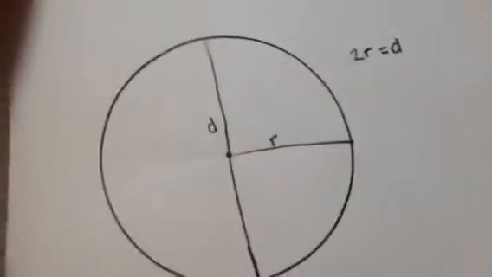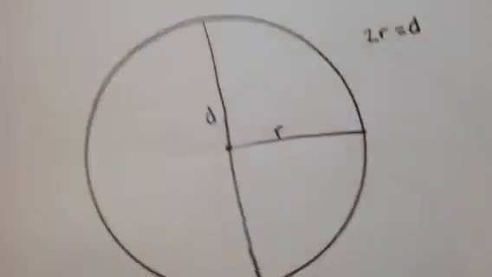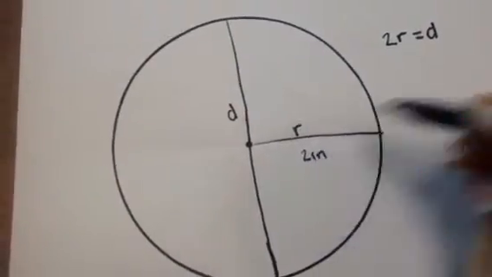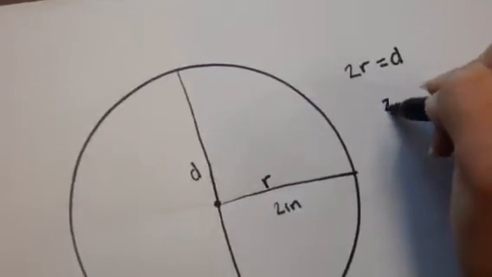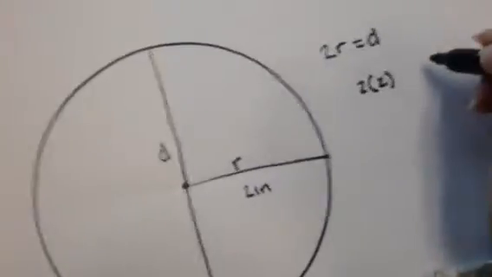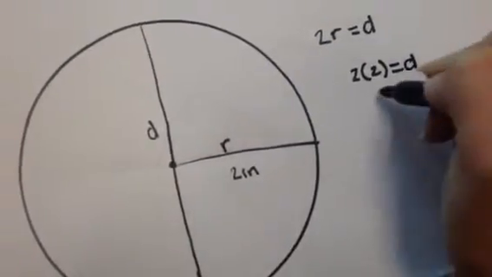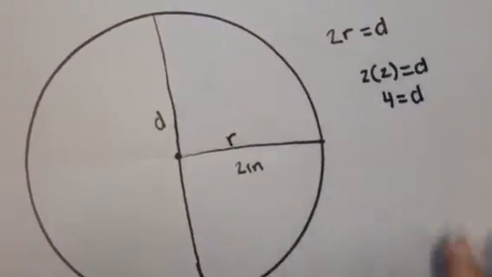So if we're given r is 2 inches, then we can plug it into our formula. So we have 2 times r, which we said is 2 inches, equals d. And we know that 2 times 2 equals 4, so the diameter would be 4 inches.